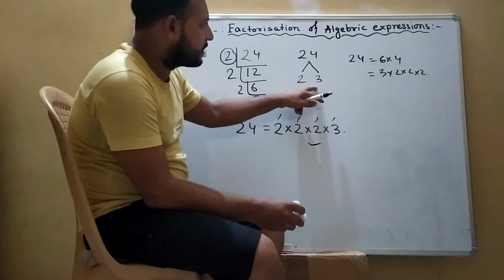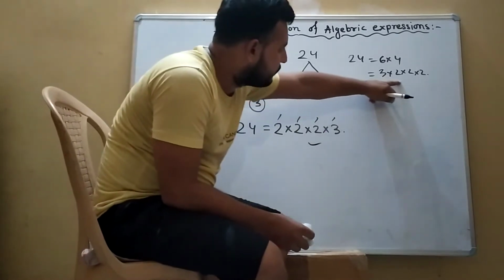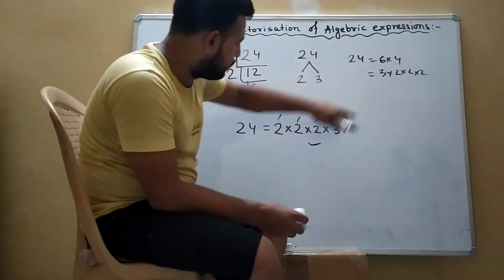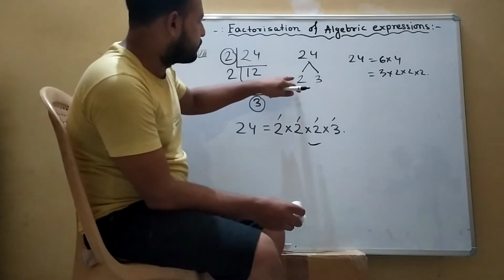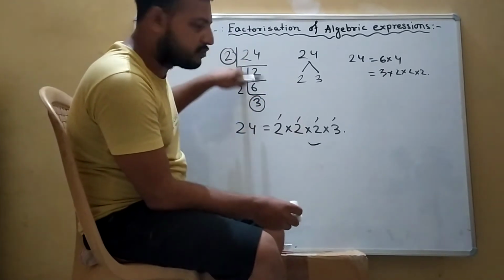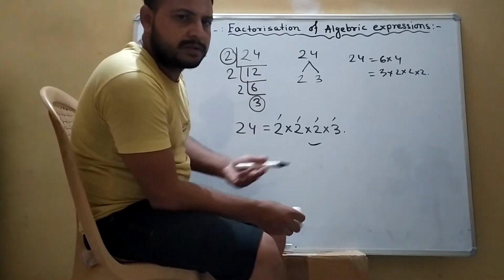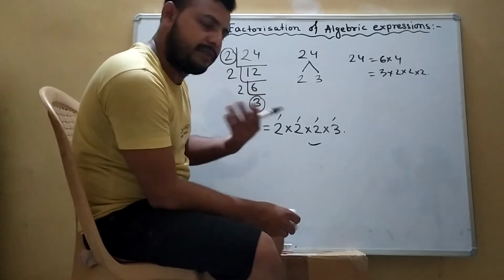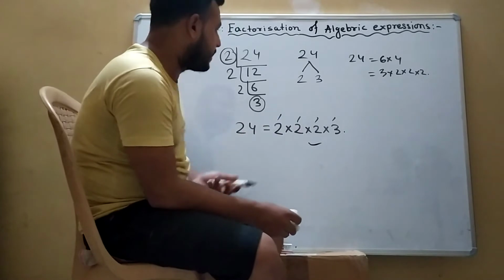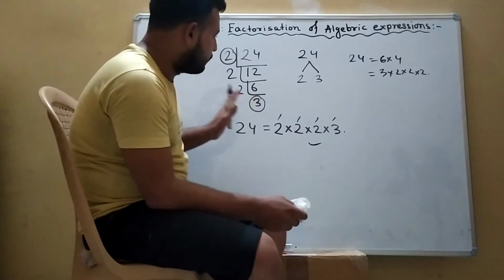And this is called prime factors, and this is the factorization of 24. By this process we can use long division or the prime factorization process, or by finding the factors and divisors one by one you can write them. So these are the factors of a number.